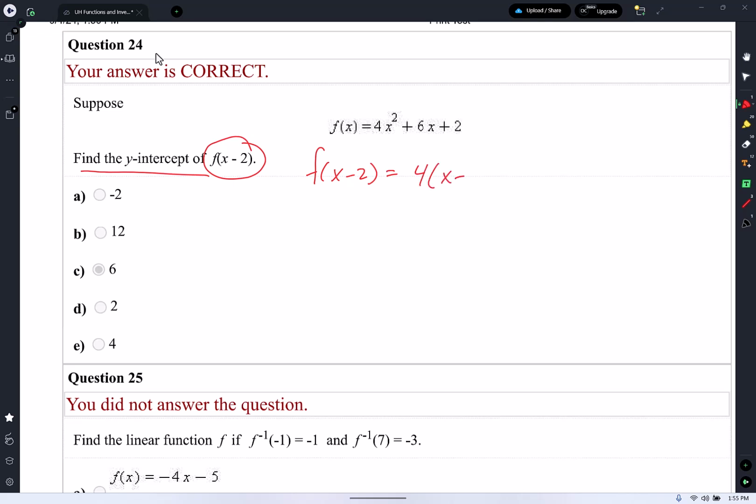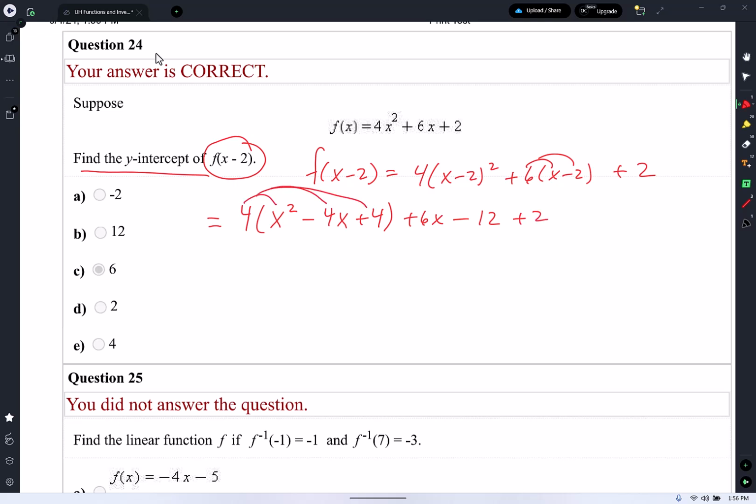4 parenthesis x minus 2 close it squared plus 6 parenthesis x minus 2 close it plus 2. I guess it gives us an opportunity to practice. 4 parenthesis, what's x times x? X squared. X times negative 2? Negative 2x, but you're going to have how many of them? 2, so I'm going to write negative 4x, and then negative 2 times negative 2 plus 4. Make sure you put a plus 4 there. Plus 6x minus 12 plus 2. Distribute the 4.